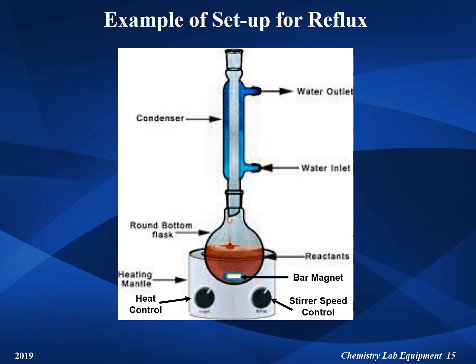As heating takes place, the vapors from the boiling liquid condense in the cold tube above, and the liquid falls back into the flask. This enables the heating process to occur for a long period of time without the loss of any liquid.